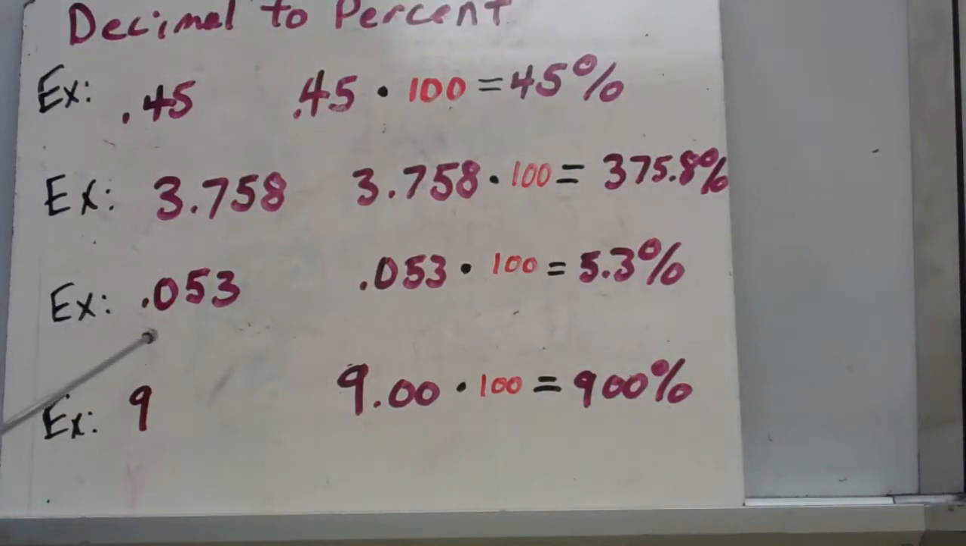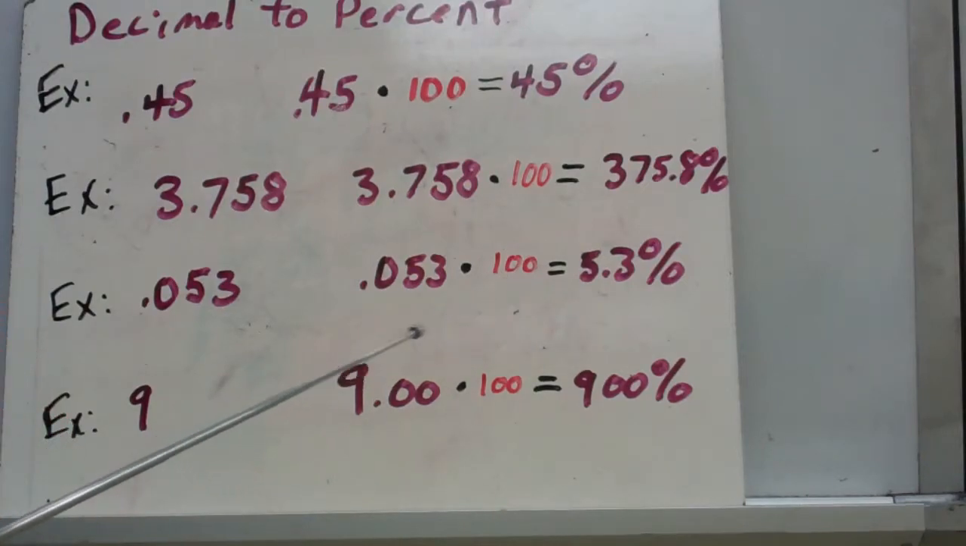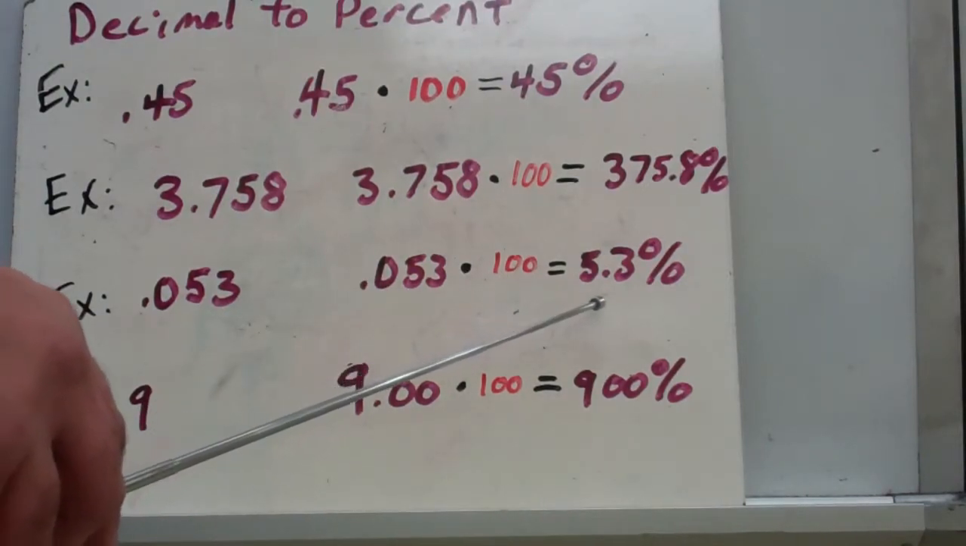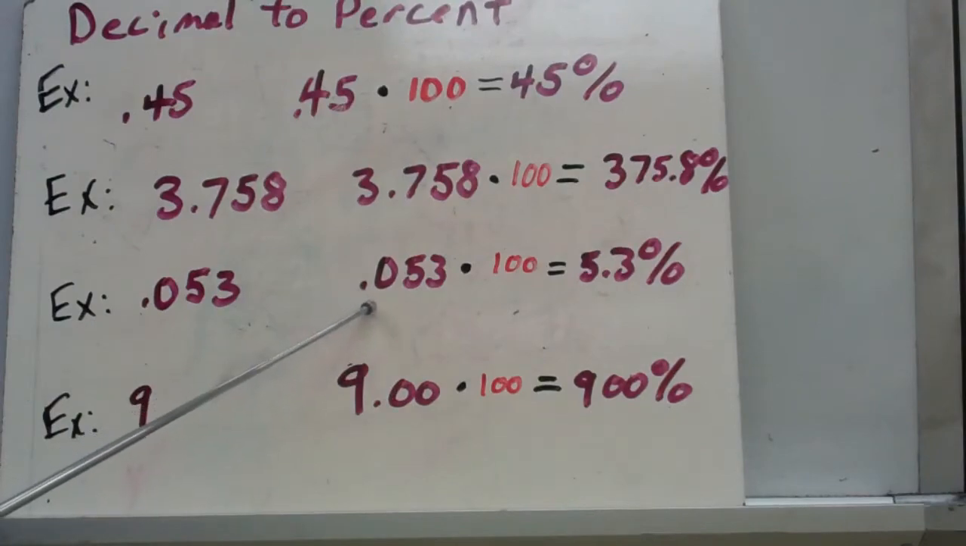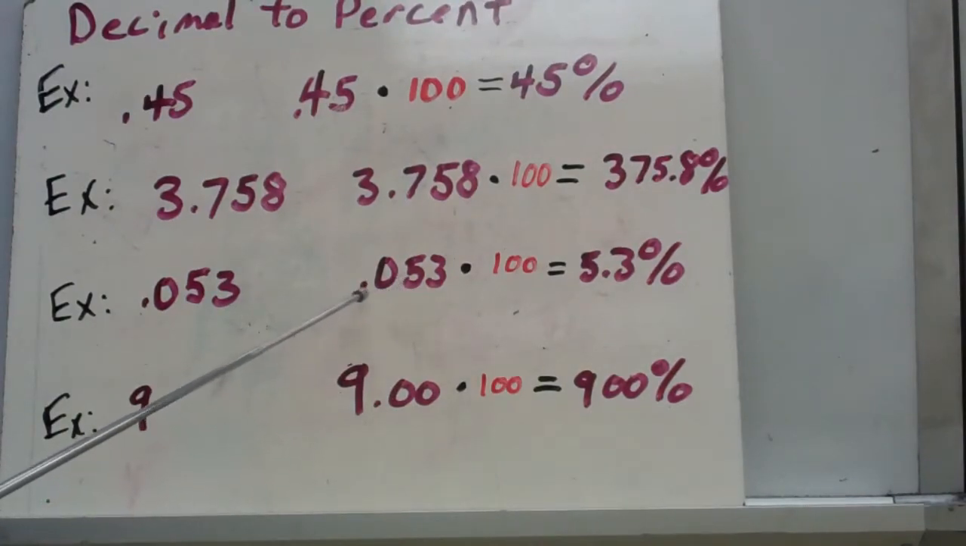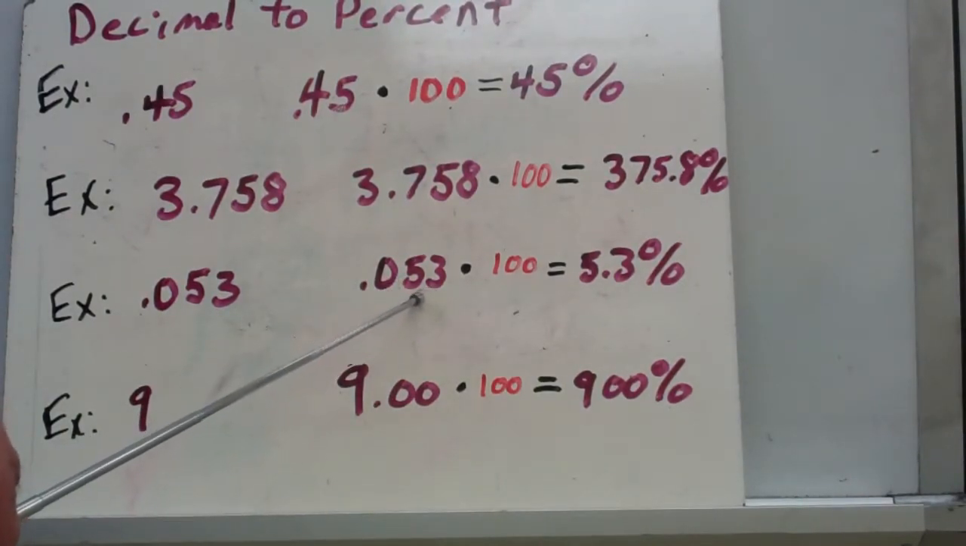With 0.053, we're going to take 0.053, multiply it by 100, and end up with 5.3%. Again, we're going to take that decimal point and move it 2 places to the right.